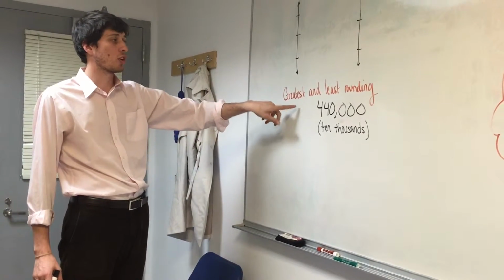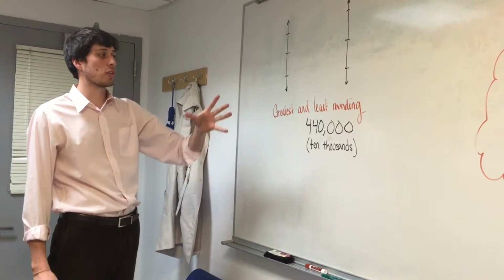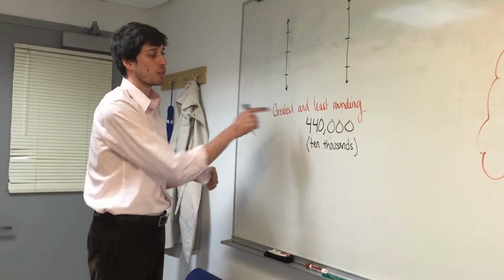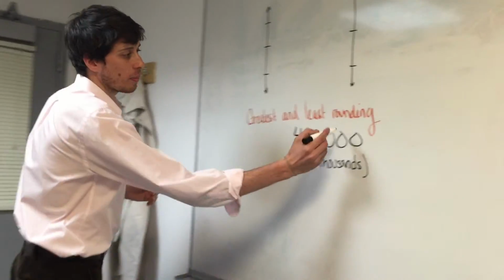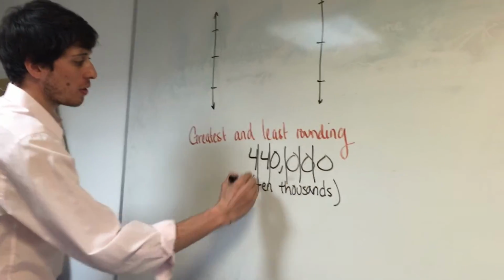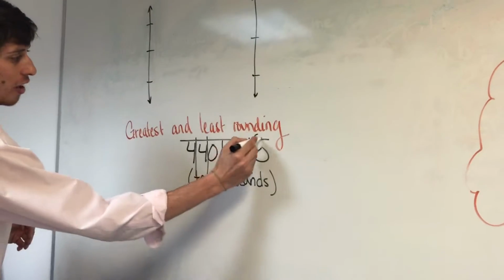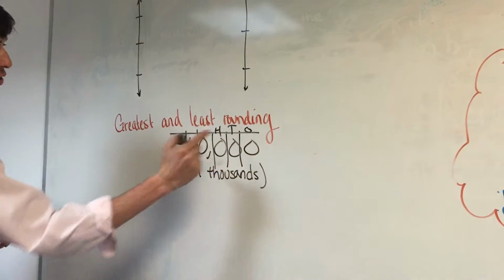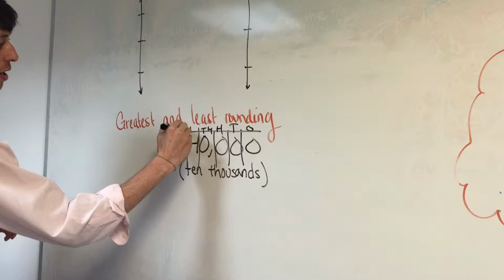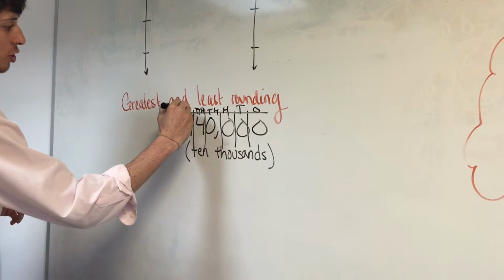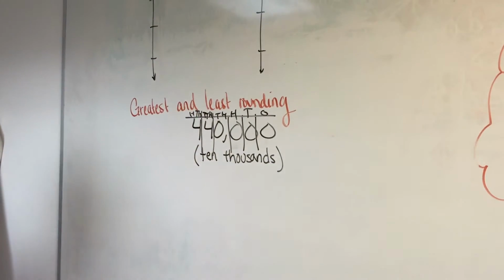I'm trying to round to the greatest and least to my 10,000. So the first thing I do is I always label. Every single time scholars see a number, they should always label. I have my ones, my tens, my hundreds. Now I have my thousands, my 10,000s, and my 100,000s. I always label because this helps me keep track.